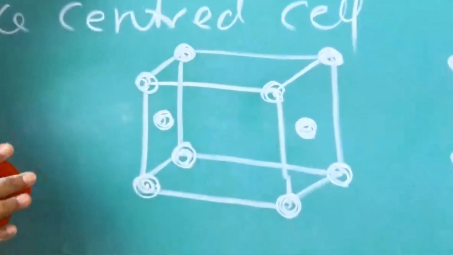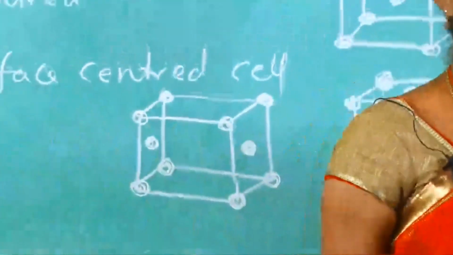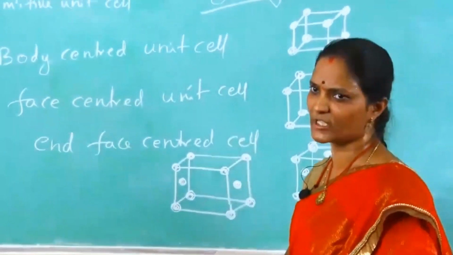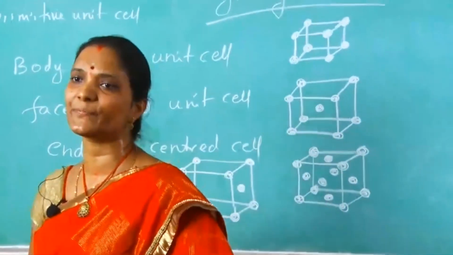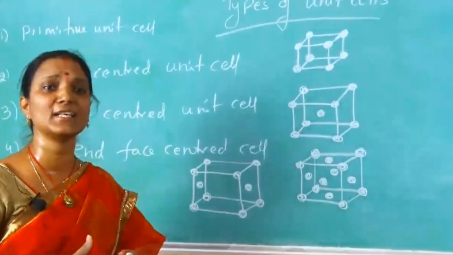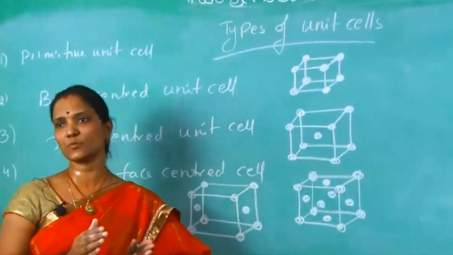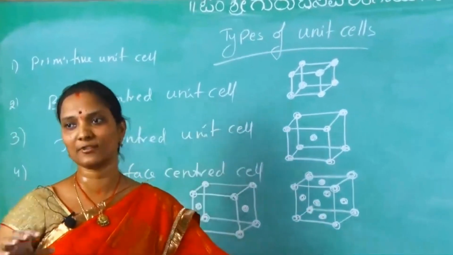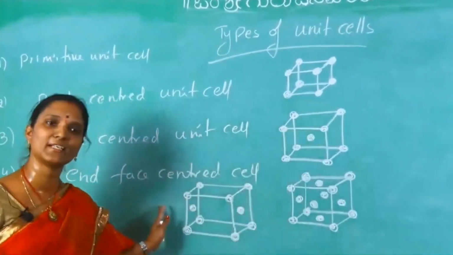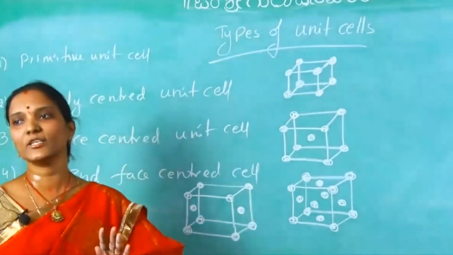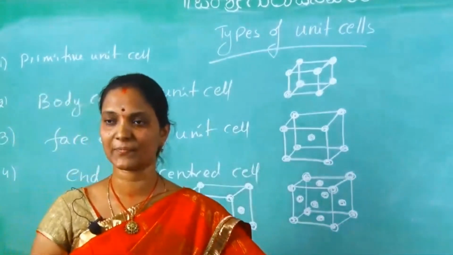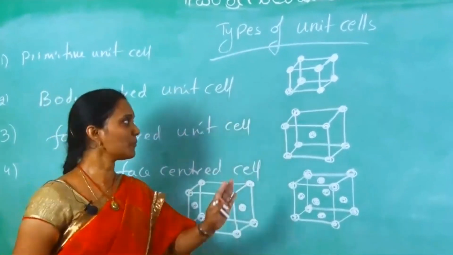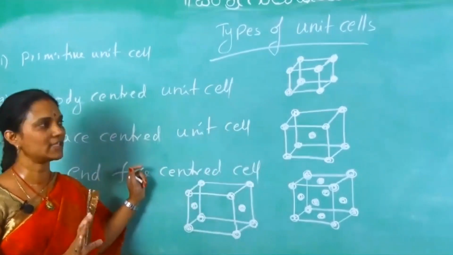So the first question is, how many types of unit cells? The answer is 4 types of unit cells. What is the position of particles, is the second question. In primitive, the answer is corners only. Body centered, corners and also the center of the cube. Face centered, corners and the centers of the faces. And next, end face centered, corners and any two opposite face centers. This is the position of the constituent particles in the different unit cell structures. Clear?